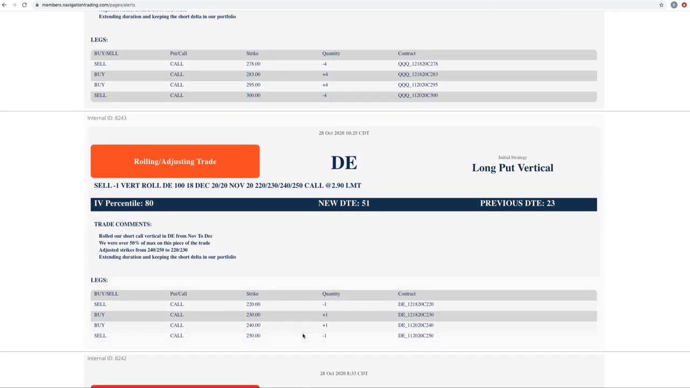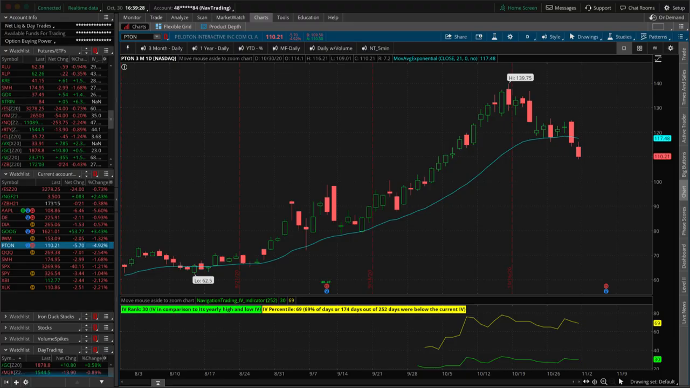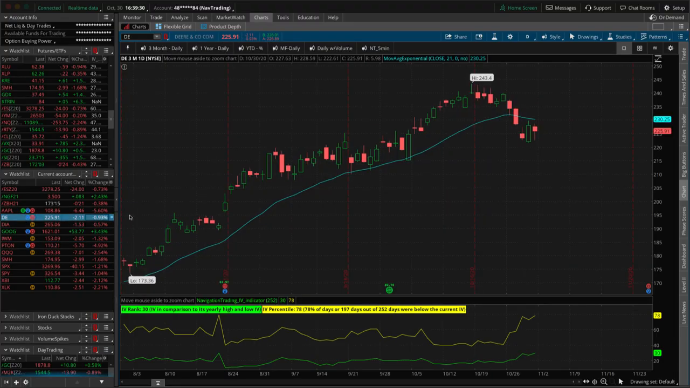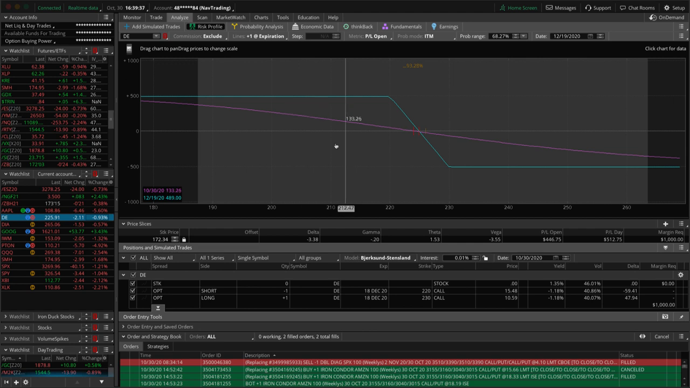John Deere did a rolling adjusting trade here. So we've been rolling this trade and keeping that short delta in our portfolio. We've taken some heat all the way up, and now it's finally starting to roll over, which is why we've continued to keep it on. And so price is hanging out right near our break even here on our DE short call vertical.